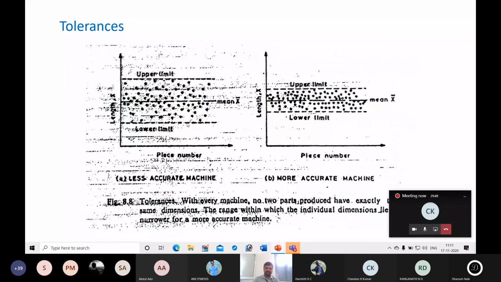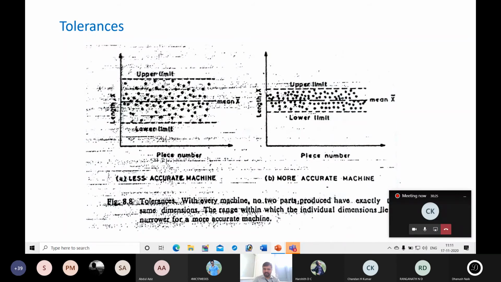Next, tolerances. If you consider any drawing, there will be a lower limit and an upper limit and there will be a mean value, or the exact value. It may be a less accurate machine or a more accurate machine. You can consider a less accurate machine as a lathe and a more accurate machine as a CNC turning center. Even though it is a more accurate machine, again there is a tolerance limit for that also. That will be decided by the basic length unit.